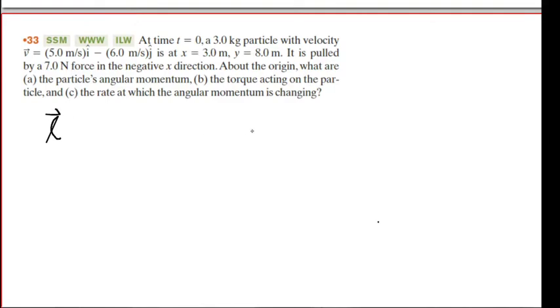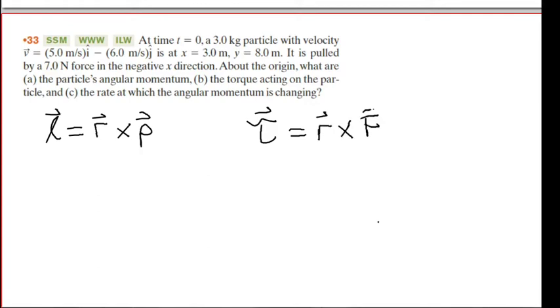Angular momentum and torque are both rotational analogs of rectangular coordinate concepts. Angular momentum is the position vector crossed with the linear momentum, or rectangular momentum, I guess, if we're dealing with more than one dimension. And then torque is the same thing, but we replace that with force. So torque is the analog of force, and angular momentum is the analog of linear momentum.